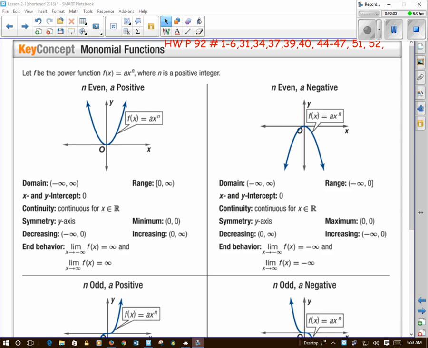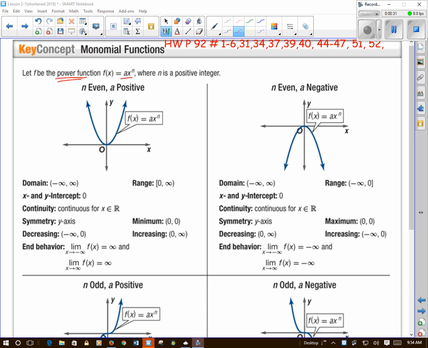Here in chapter 2, our goal is going to be to learn pretty much everything there is to know about polynomials and their graphs. So we're going to start that off today with monomials. And monomials are, of course, a polynomial with just one term. So if we have a monomial, we often refer to those as a power function. So we have the monomial f of x equals ax to the n power.